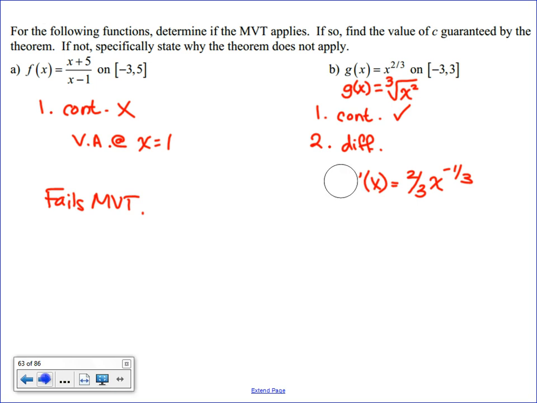Nope. My guys who said it's differentiable, what did you not consider? The domain of the derivative, right? Whenever you have a negative exponent, what's going on? 2/3 x to the negative 1/3. Where is the derivative undefined? At x equals 0, which is an actual point in the original, but it doesn't let us pass the differentiable condition. Look at the interval. Is it a problem? Yep. So therefore, it fails MVT.